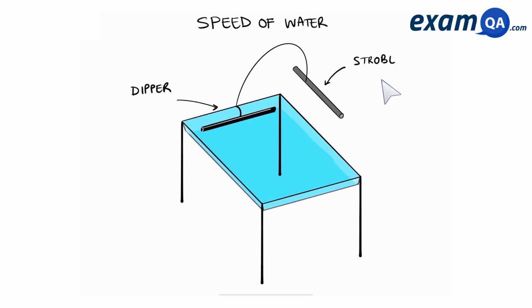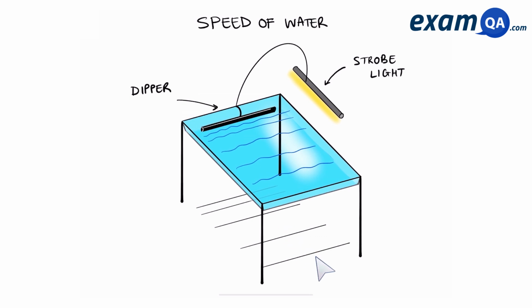Next, we're going to take this strobe light and turn it on. The strobe light is not a normal light because it flashes, and we can control the frequency of the flashing by changing the settings. Now, as soon as the strobe light is turned on, you will see shadows appearing below the tank. These shadows are essentially from the waves. Since the water waves are moving forward, again, the shadows will also appear to be moving.